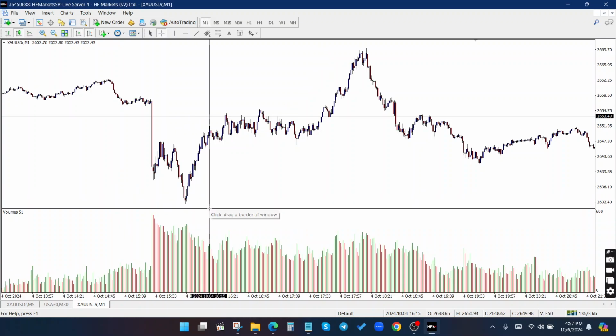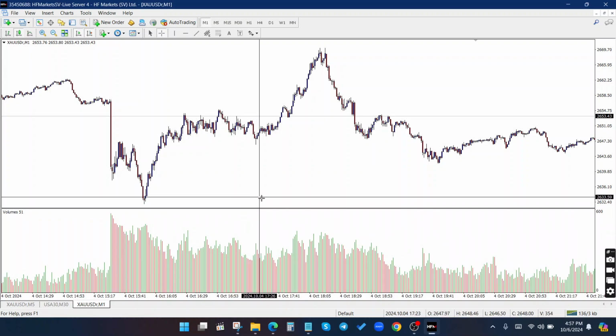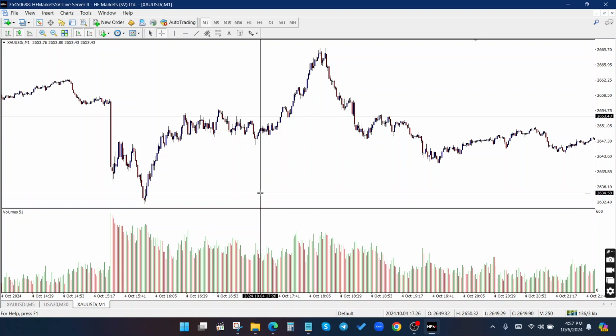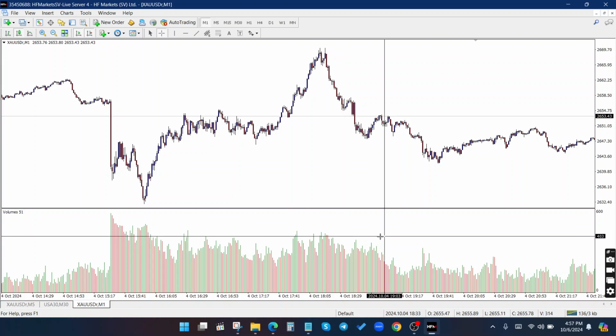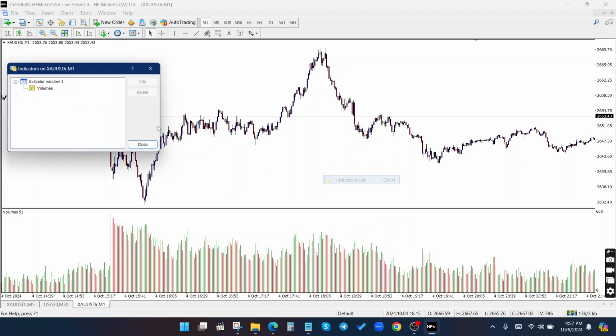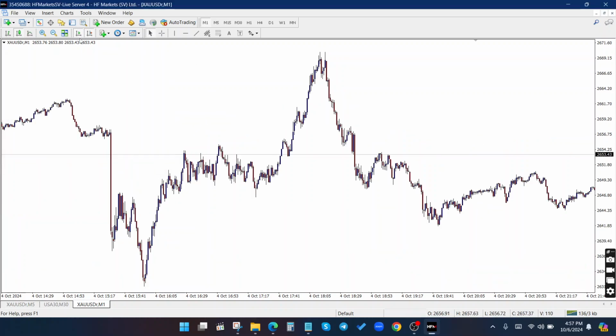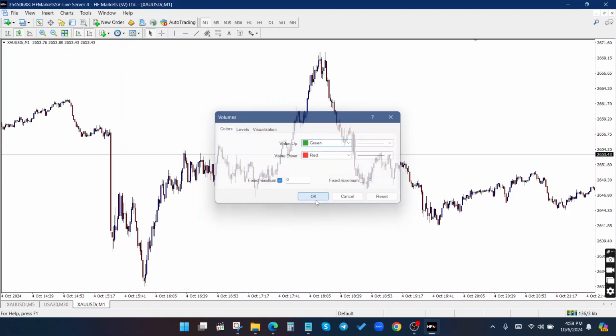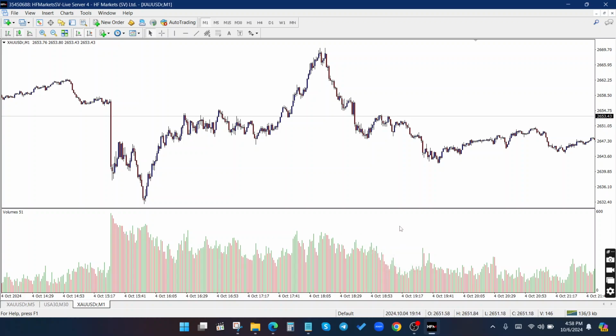Now, unlike stock markets, Forex is decentralized, so the volume can vary depending on the broker. However, many brokers provide volume data which can be analyzed to gauge market activity. The volume bars are displayed at the bottom of your price chart. Let me quickly remove the indicator and add it again. Just use the default settings. When you add it, it comes at the bottom of your chart, and you can use this on any time frame of your choice.